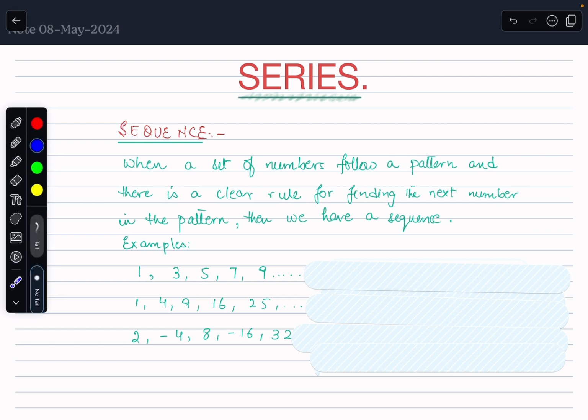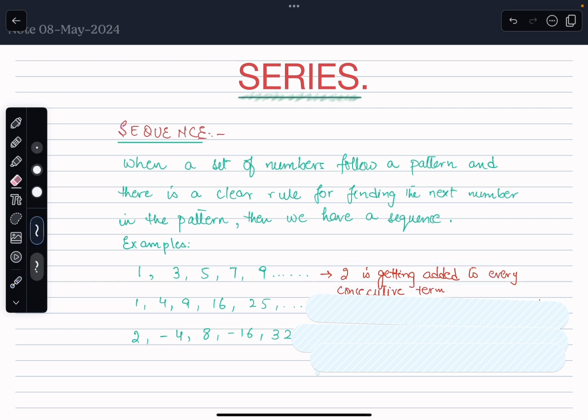Sequence. A sequence is when a set of numbers follow a pattern and there is a clear rule for finding the next number. There has to be a pattern and a rule for finding the next number in the pattern, then we have a sequence. For example, 1, 3, 5, 7, and 9. These are the terms in the sequence. And here, what is the rule? 2 is getting added to every consecutive term.